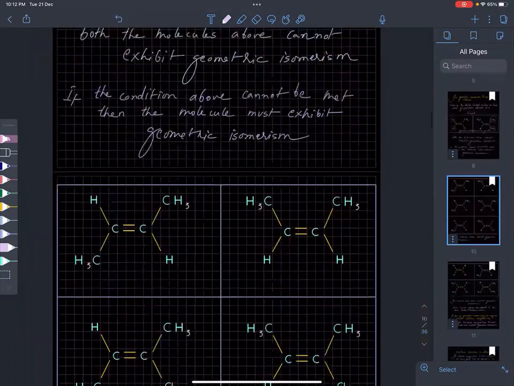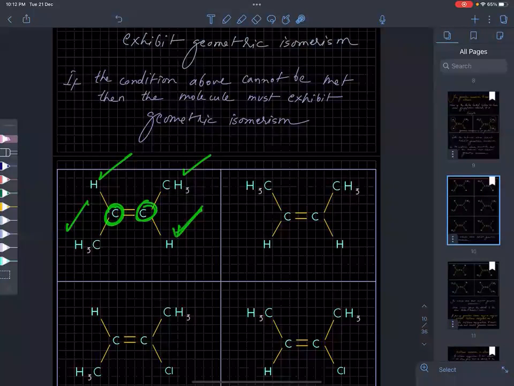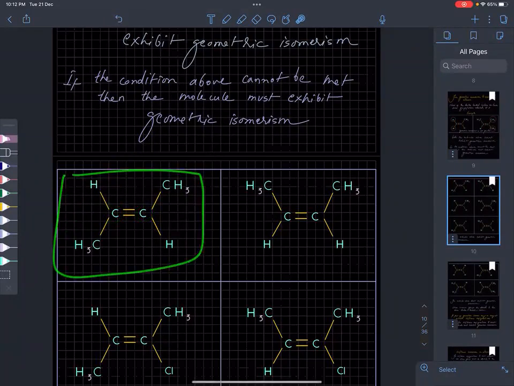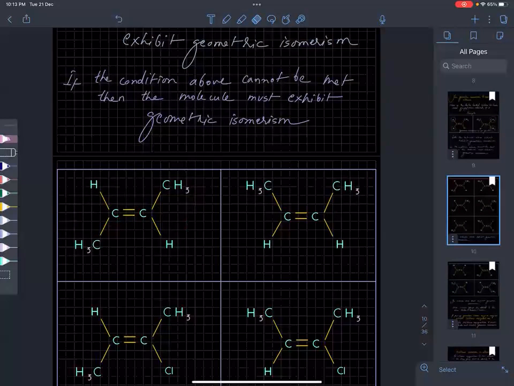Now, here, if you look at this double bonded carbon, two different groups are attached, and on this double bonded carbon, two different groups are attached. That means this shows geometric isomerism. Here also, two different groups are attached on each. In fact, these two are structurally the same. Do you agree? The formula is the same, that is an old story, but structurally also they are the same.